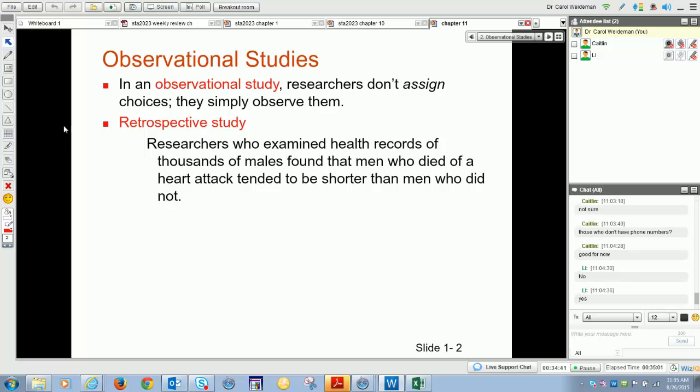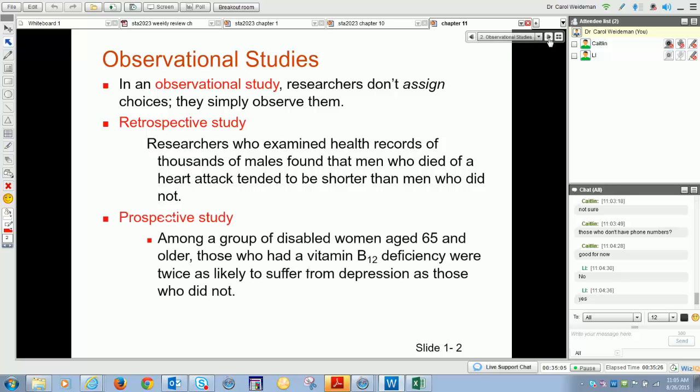Retrospective, where we look back. We identify something we're interested in, some population parameter, and then we look back in time at things that might have influenced it. So, for instance, here's an example. Researchers examined health records of thousands of males and found that men who died of a heart attack tended to be shorter than men who did not. Retrospective. So the men had died, and then they looked back to see what their height was.